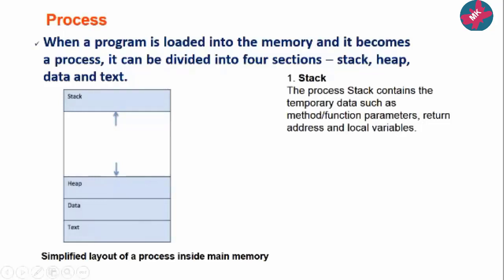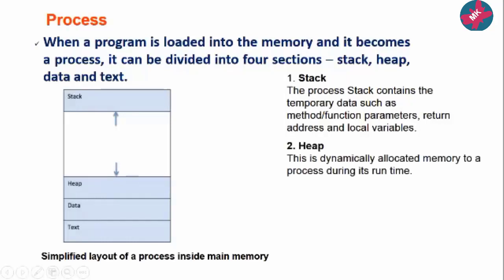Then second is the heap. Now this is nothing but dynamically allocated memory. Maybe during the execution of a process, sometimes it may require more memory, sometimes it may require less memory. So heap provides a solution for that. So this is dynamically allocated memory to the process during its runtime, and the process uses this heap memory according to its need.